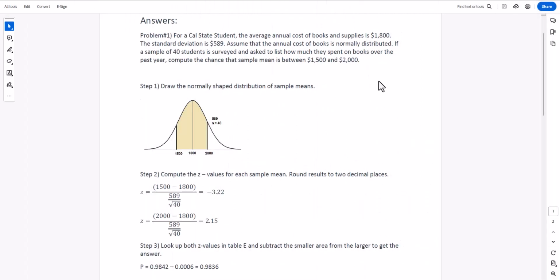Hi, in this video I'll work out a couple of examples involving the Central Limit Theorem. We start with the following problem.